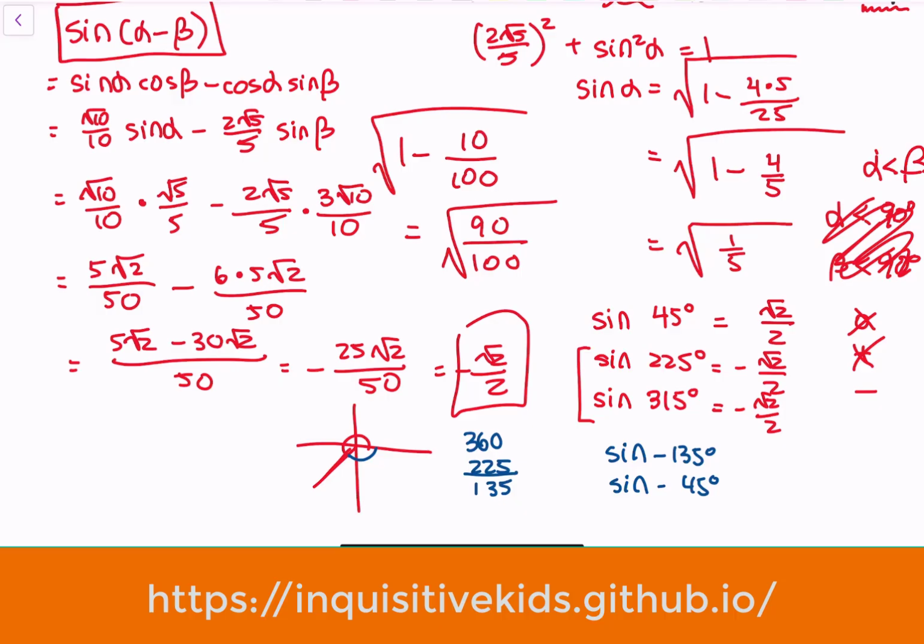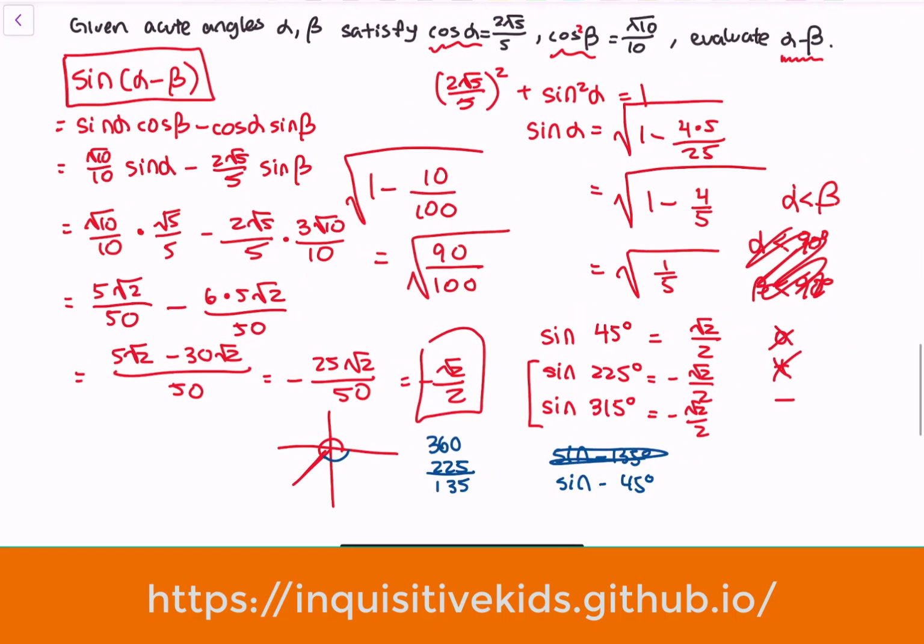But remember, alpha and beta are both acute angles, which means that if we subtract one from the other, we would never get 135. That would be way too big. Which means that negative 45 degrees is the only possible value for the difference of alpha and beta. Which means that our answer, the value of alpha minus beta, is equal to negative 45 degrees.